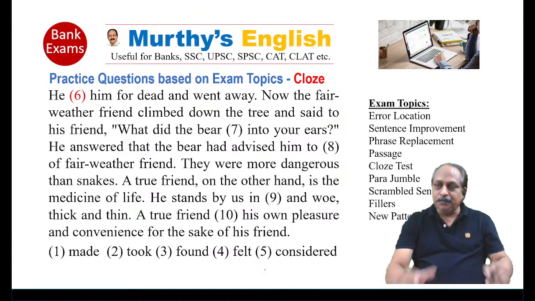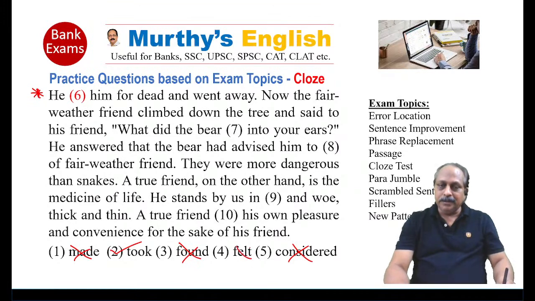Now, the second part of the passage. First you read quickly. He, him for dead and went away. This is also a good one. If you get 8 or 8 plus, very good score. 7 to 8 easy, 3 difficult. No, he considered him for dead. Grammatically not correct. Found him for dead, not correct. Shiva, very good. That is the right word. He took him for dead.